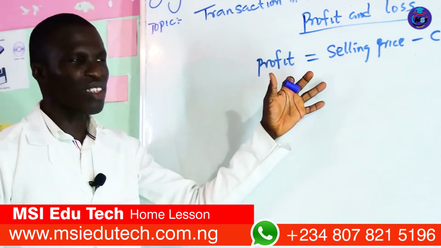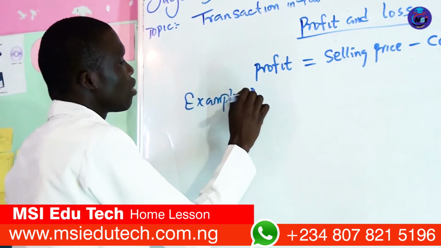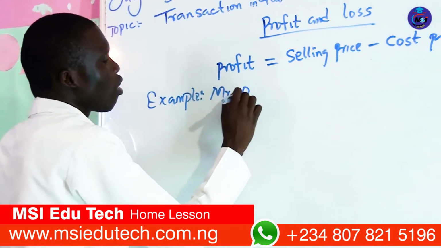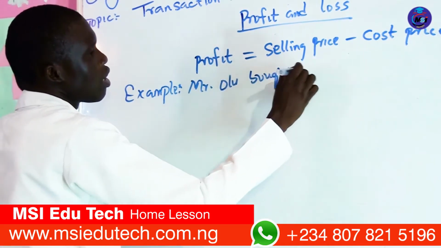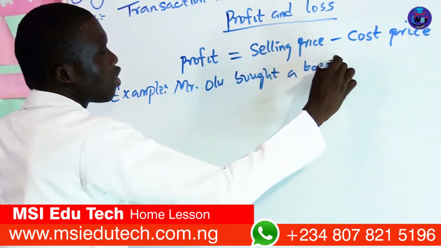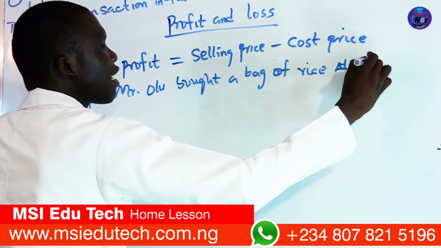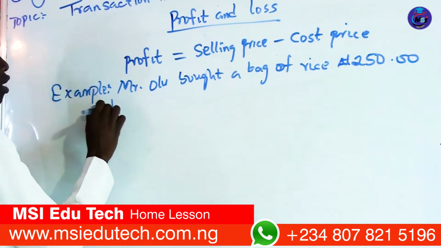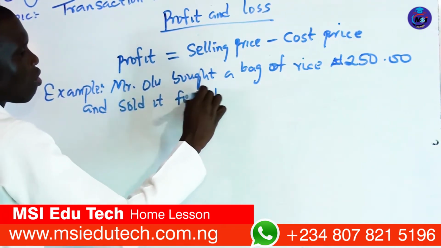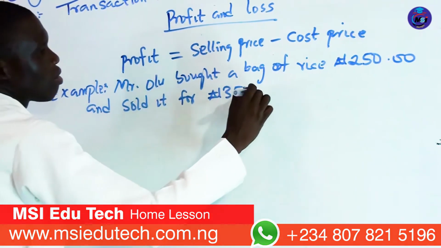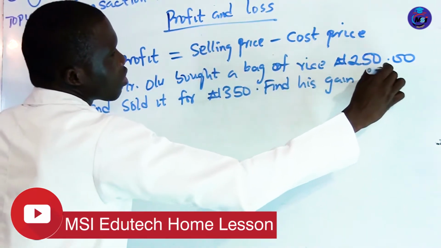Okay, I'm going to explain what this is all about. Example: Mr. Olu bought a bag of rice for 250 naira and sold it for 350 naira. Find his gain or loss.